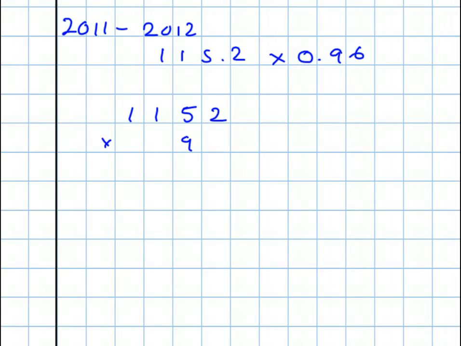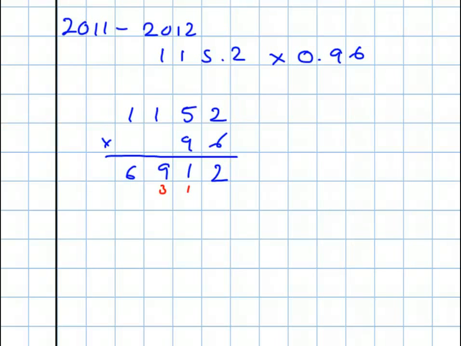times 96. 6 times 2 is 12, put 2 there, carry the 1. 6 times 5 is 30, add 1 is 31, put 1 there, carry the 3. 6 times 1 is 6, add 3, 9. 6 times 1 is 6.